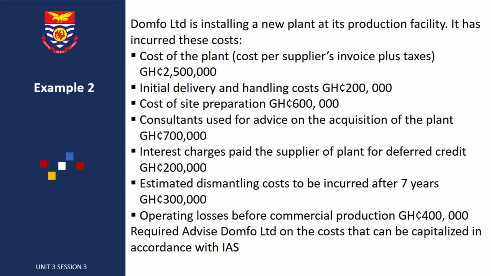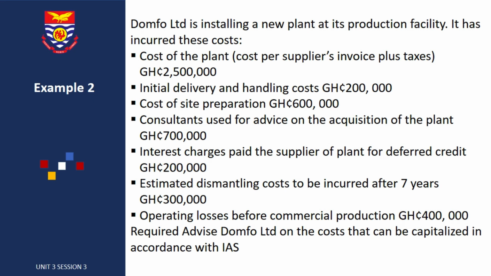Cost of site preparation: 600,000 cedis. Consultants used for advice on the acquisition of the plant: 700,000 cedis. Interest charges paid to the supplier of plants for deferred credit: 200,000 cedis. Estimated dismantling cost to be incurred after 7 years is 300,000 cedis.